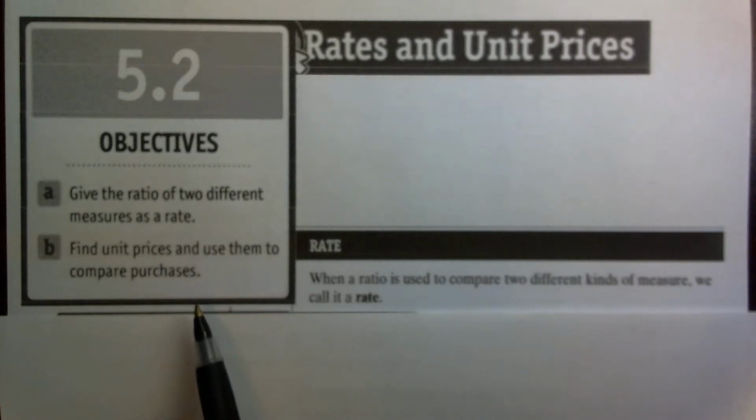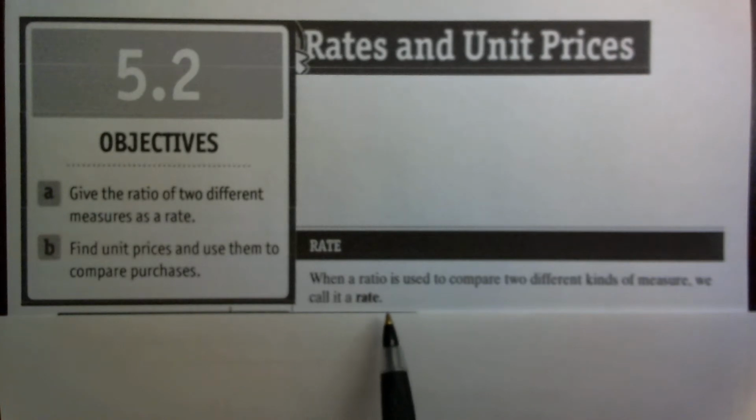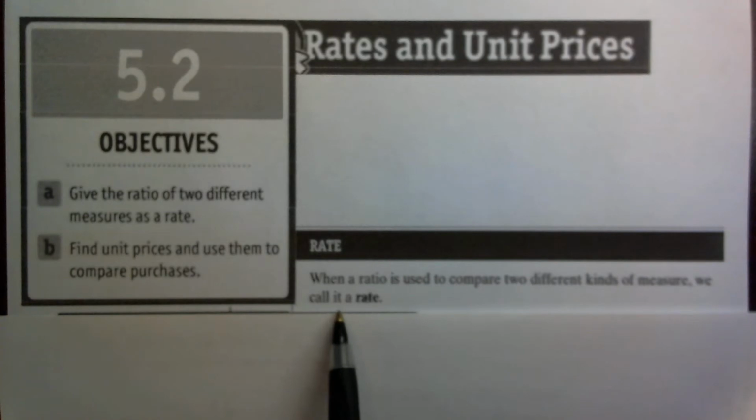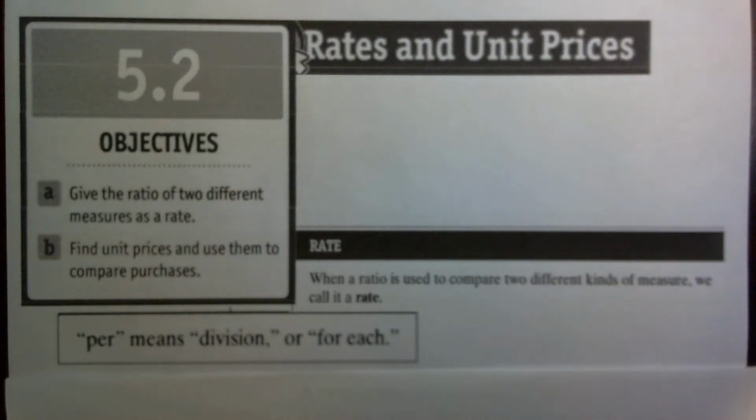That's how rates come in really handy. So here's a definition of a rate. When a ratio is used to compare two different kinds of measure, we call it a rate. Very simple, easy to remember, but it's a vocabulary word you need to know. And we use the word per in many cases, like $2.08 per gallon. As an example, it means division or for each. So remember the word per, what that means. It means division or for each.